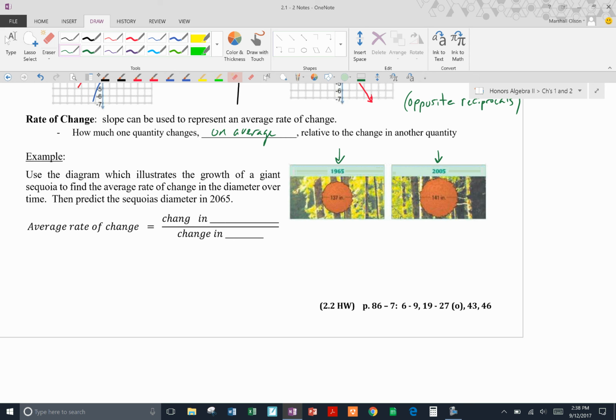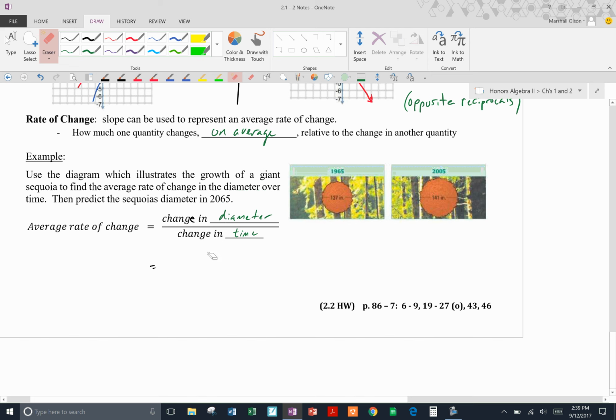So the average rate of change in this case is the change in diameter over the change in time. Okay, so the change in diameter was 40 inches. The change in time from the original year, which is 1965, was 40 years. Excuse me, change in, let's get this right here, sorry.